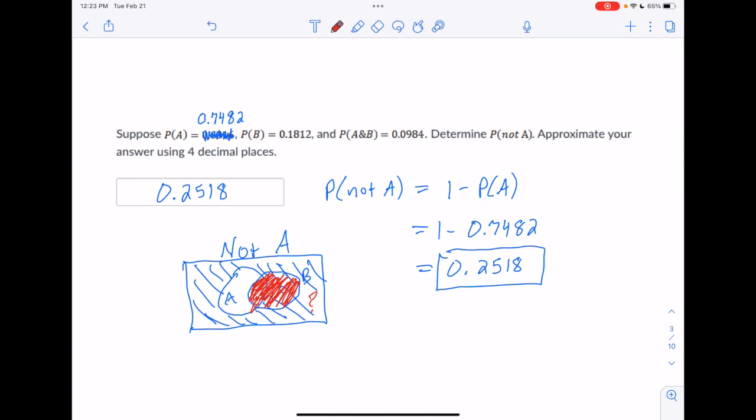So the key thing to make this simple is you don't think about B at all. If they say, what's the probability of not A, you just do 1 minus the probability of A. B doesn't factor into it at all. And when you start thinking you've got to bring B in, that's when things start going wrong.